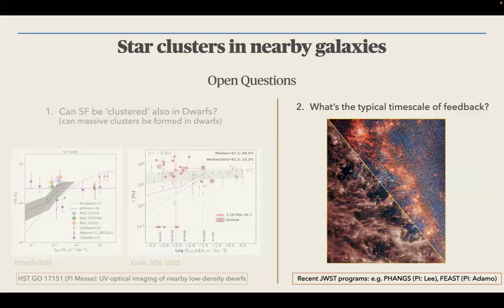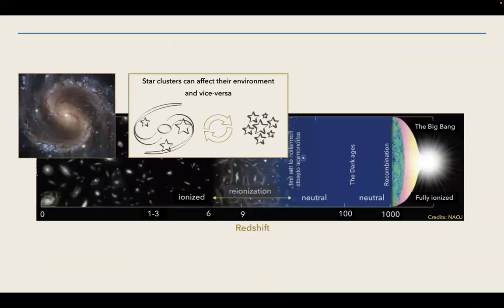And again, even here there are new projects, especially with James Webb, in particular FANGS, but also FIST, that are aiming to observe the embedded phase of star formation in nearby galaxies. Now, a lot more could be said about nearby clusters. I chose to focus on these few aspects. The key takeaway, I think, is that star clusters can affect the environment and vice versa. They are affected in their formation by where they reside.